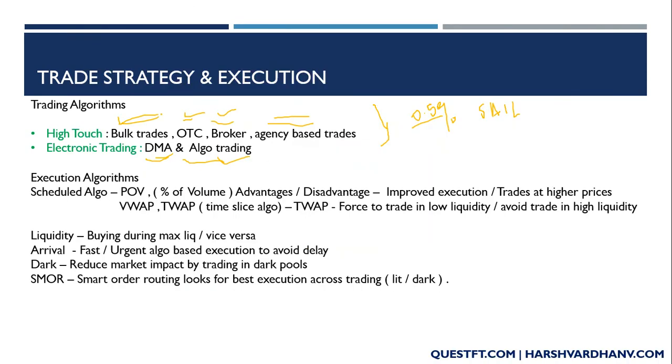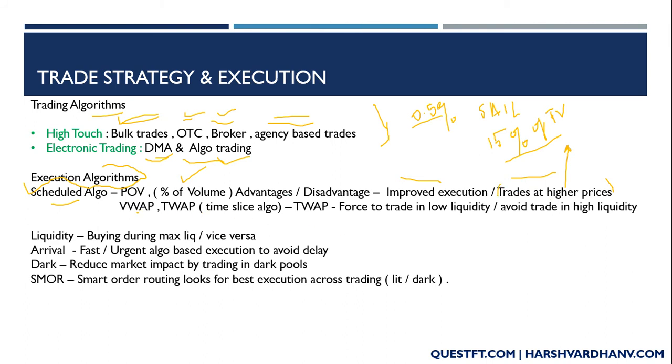Then, what are the execution algorithms? These are the trading algorithms, how the exchange executes a trade. Scheduled algo, which is a percentage of volume. One of the advantages is improved execution, and a disadvantage is that traders trade at a higher price. Say I want to do a trade with 15% of the trading volume. Right now, I'm telling you only about the trading volume, not about the price. So the risk is that I might execute my trades at a very high price because the condition is 15% of trading volume. It will only consider the volume, not the price. So one disadvantage is that you will trade at a higher price.